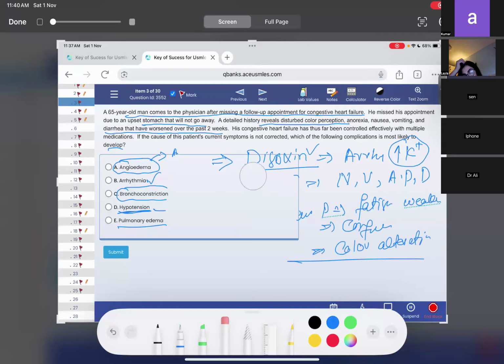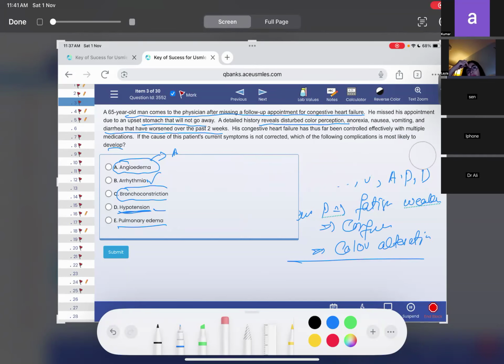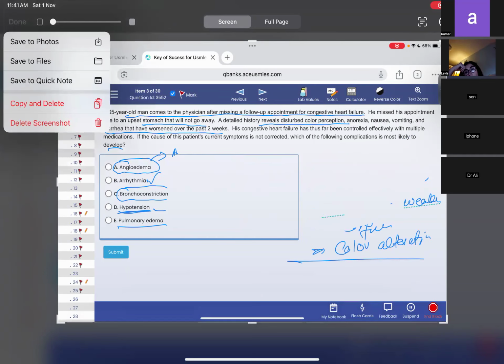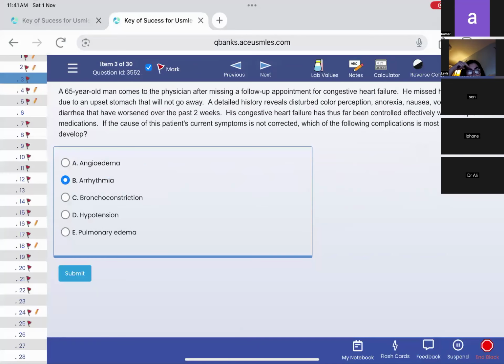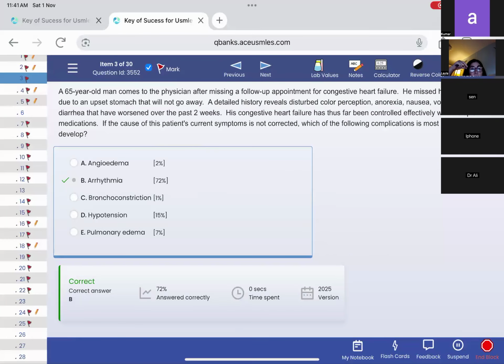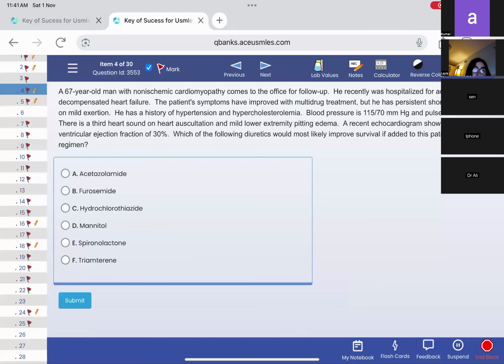Clear, everybody? So let's move to the options. We will go with arrhythmia. Excellent. Anyone with a question? Shall we move forward? Yes, we can. Let's move to the next one. Any volunteer?